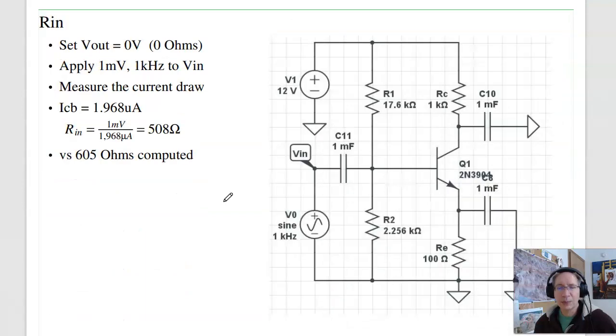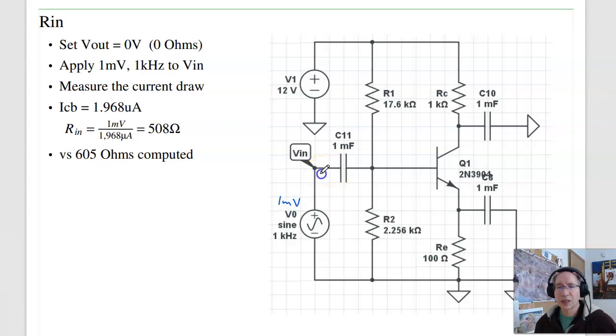And to find the input impedance, I use the current measurement. Make this 1 millivolt, and then measure the current. In CircuitLab, I can do that. So 1 millivolt in produces a current of 1.9 microamps. The ratio is the gain. Also set V out to 0, right here. That gives an input impedance of 508 ohms. Again, reasonably close to what I calculated.